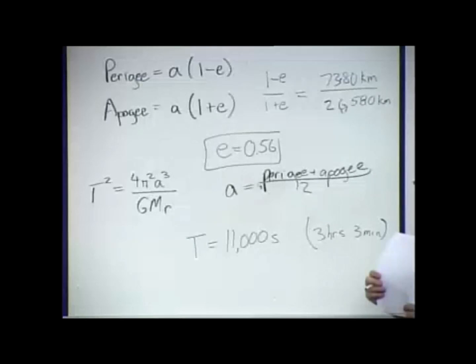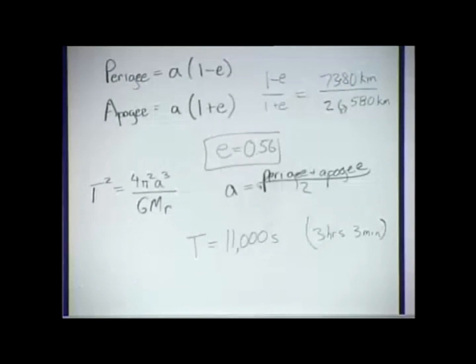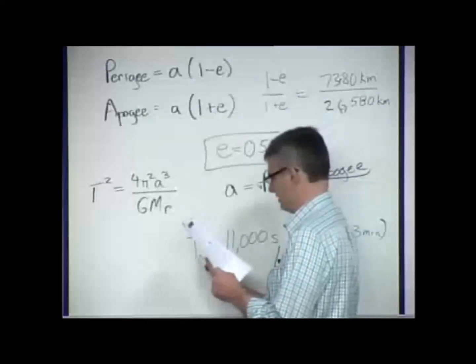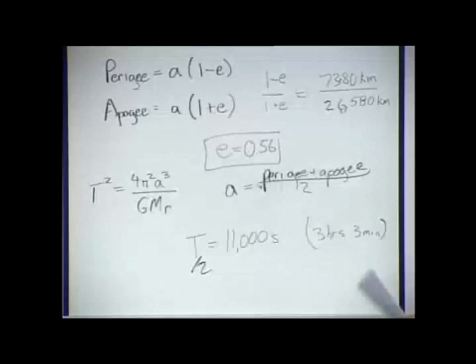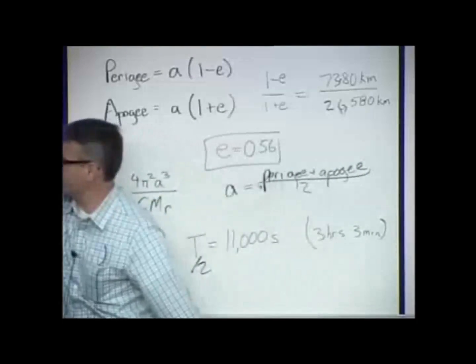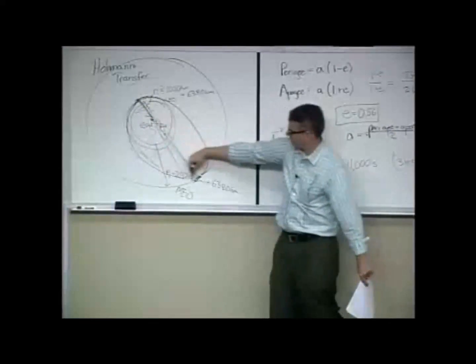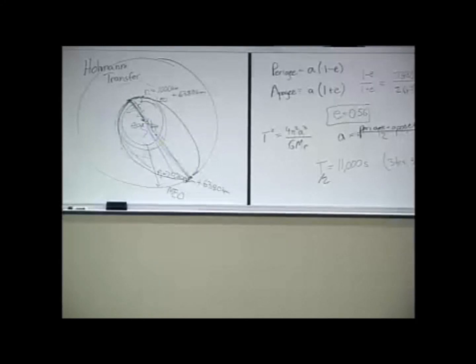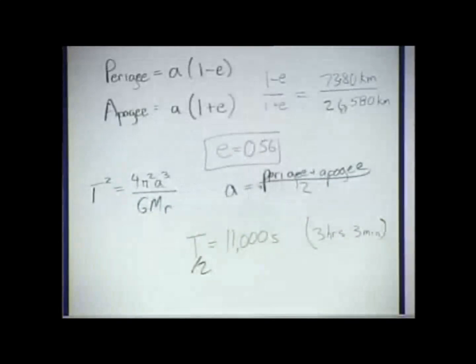That's the amount of time it will take to do a Hohmann transfer for that GPS satellite. I should say this is T over 2, because remember, we only got to go through half of the orbital period to get there. The actual orbital period is 22,000 seconds for that geometry.